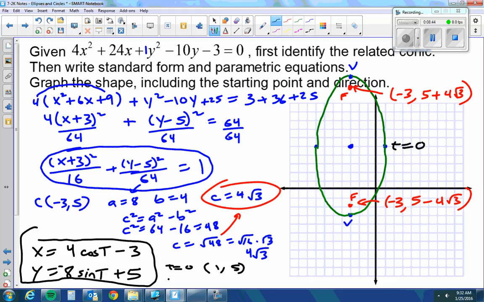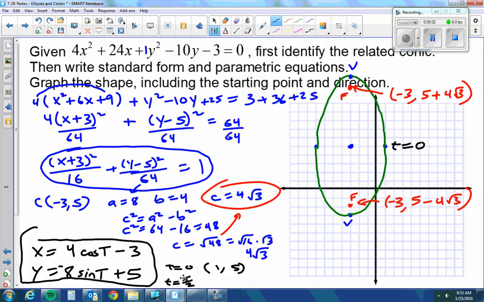Now, for direction, when I say direction, I mean which way you are traveling around the shape as t increases. So once you figure out the starting point, pick a new t value that's bigger than 0. Pi over 2 is a nice number to use. Okay? Pick whatever you want, but I'm going to use pi over 2.